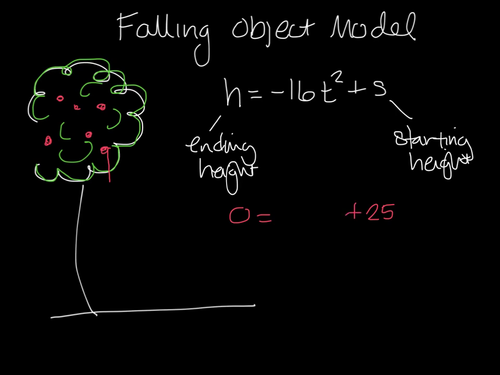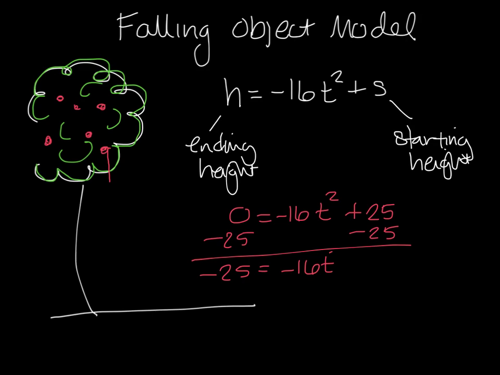Now the rest I just fill in. The negative 16 is just the effect of gravity in feet per second, and then we have t squared. So now it's a matter of solving this equation. Just like any other math problem, we first want to get rid of our extras, so we subtract 25 from both sides. Now we have negative 25 equals negative 16t squared.